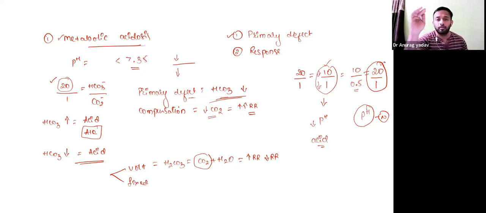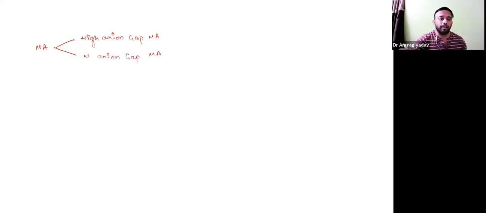The ratio is brought back to the normal of 20:1. Okay, so that is about the metabolic acidosis. Now, metabolic acidosis, I told, can be of two types. One is high anion gap, and the other is called normal anion gap metabolic acidosis.